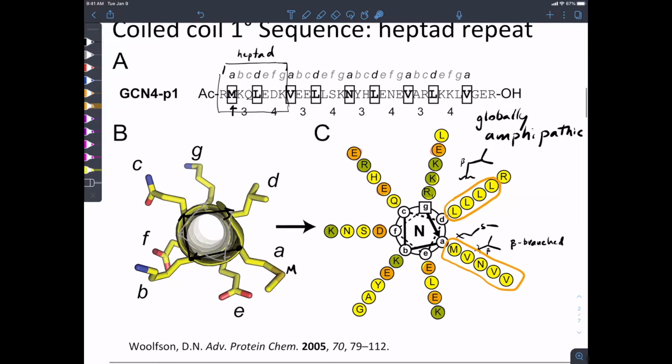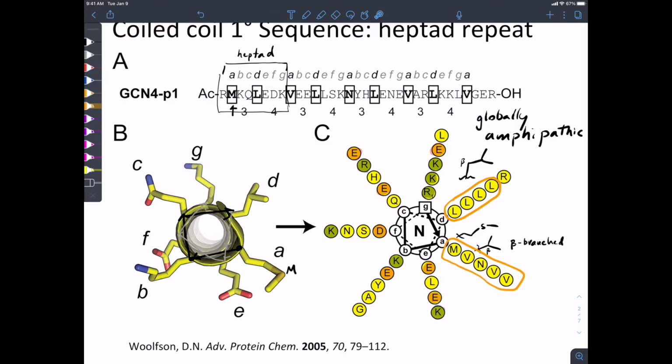And so somebody had the idea, what if I took one of the two helices and made all of these residues at E and G positively charged, and then on the other partner I made them negatively charged. And that does create specificity for a heterodimer, where you have one that's positively charged, one that's negatively charged. So yeah, you can control that as well.